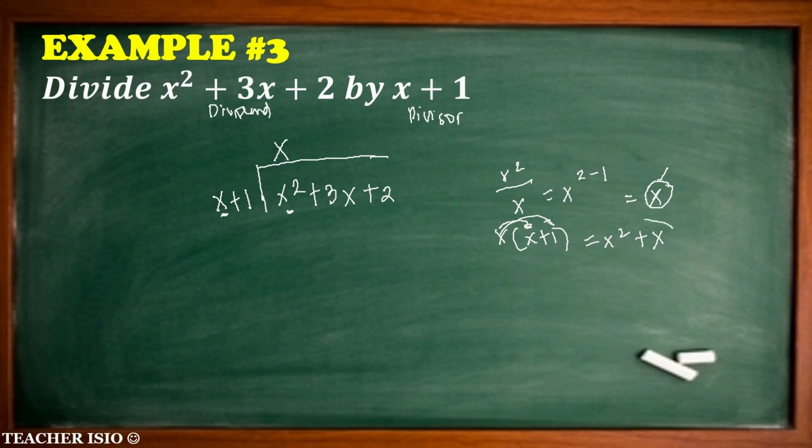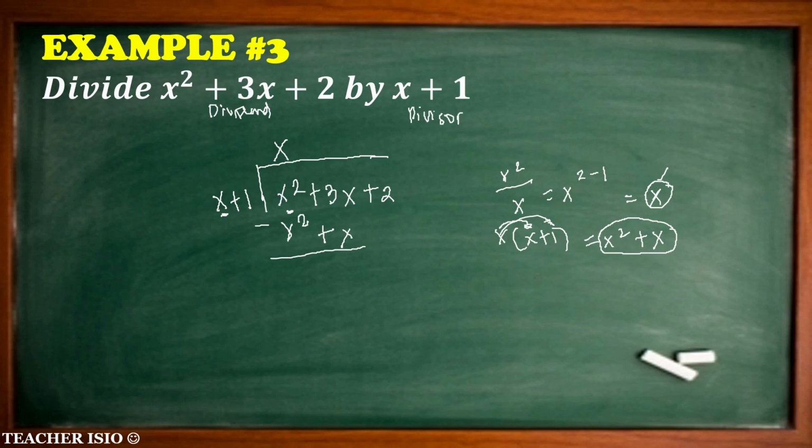Tapos, kung ano yung nalagay or yung nakuha nating product, ilalagay natin siya sa ilalim ng ating dividend. So, we have x squared plus x. So, ano nang gagawin natin yan? So, we're going to subtract, okay?